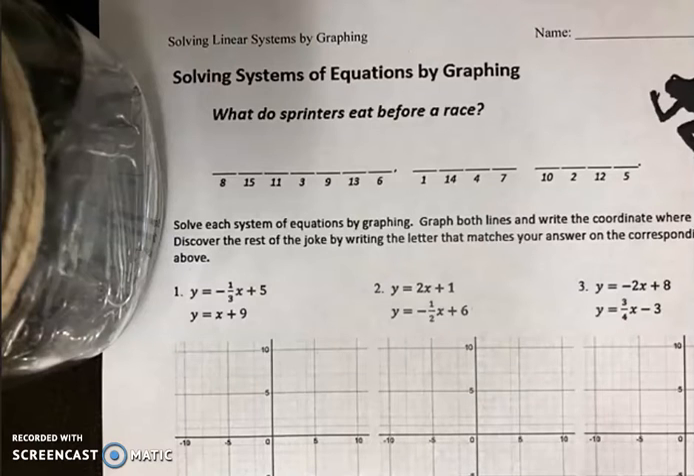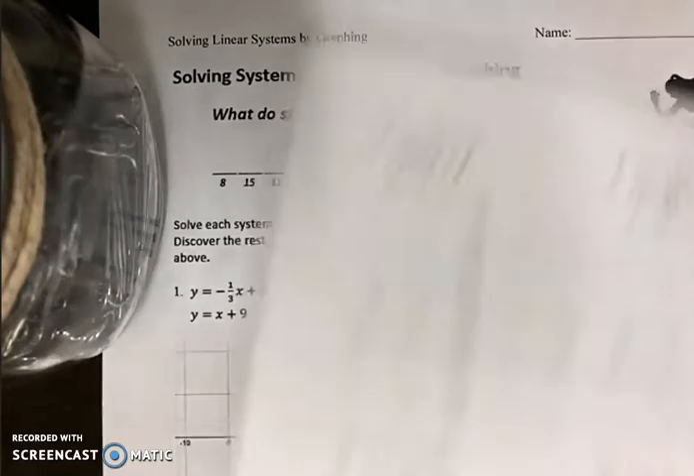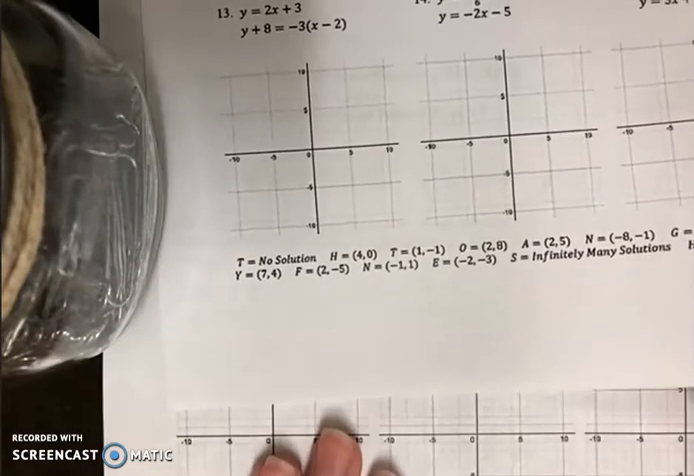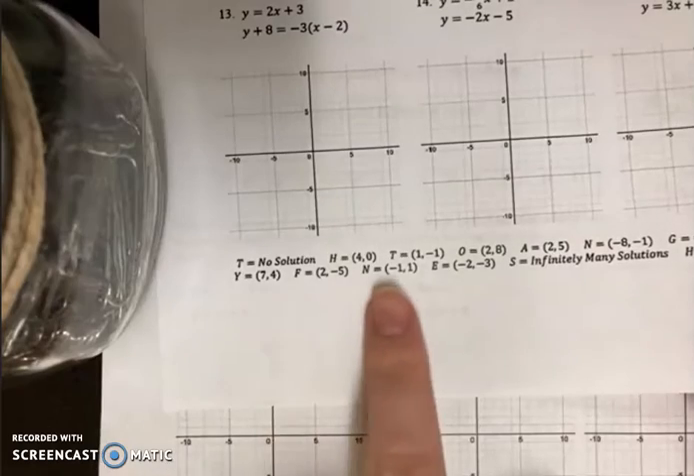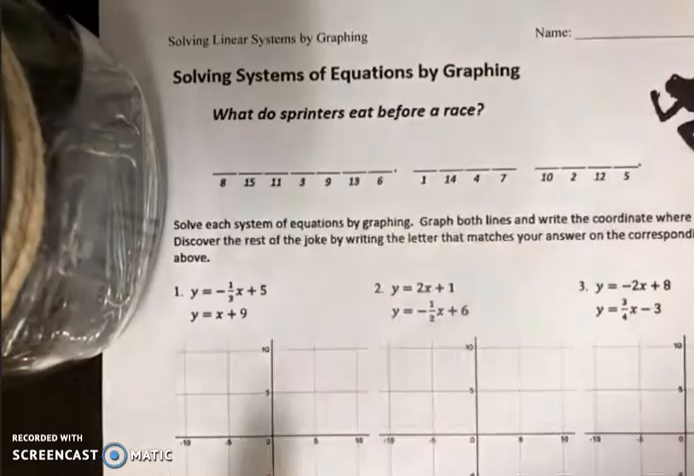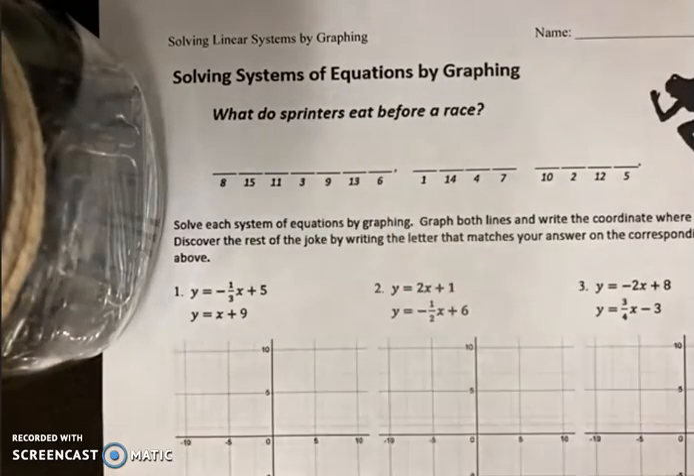Today's lesson is going to be going over solving linear systems by graphing. What we're going to be doing is graphing different linear functions, and their point of intersection will become the solution. Once we have the solution, we are going to take a look at the back of the worksheet. You would find the solution and put the corresponding letter here to answer the question.